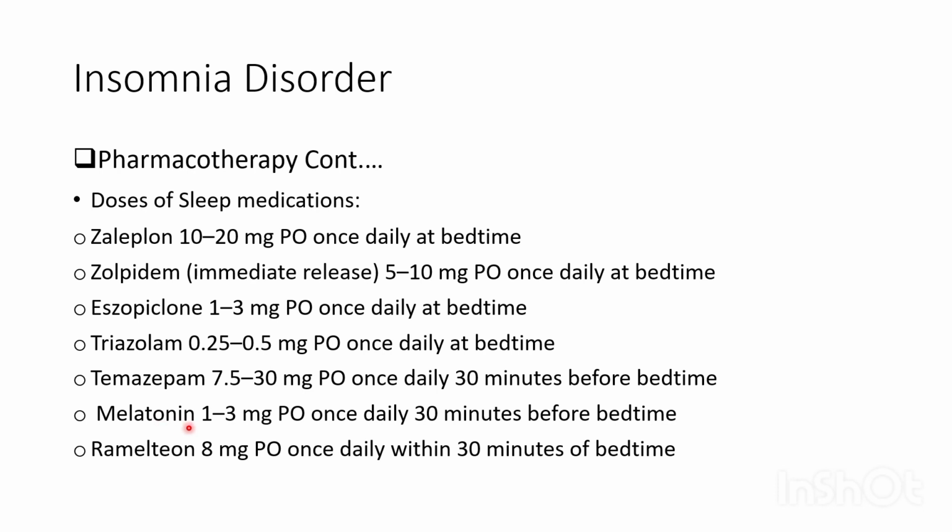Melatonin has good efficacy and safety profile. The dose of melatonin is 1 to 3 mg per oral once daily, 30 minutes before bedtime. The dose of ramelteon is 8 mg per oral once daily within 30 minutes of bedtime. Melatonin and ramelteon are melatonin agonists.